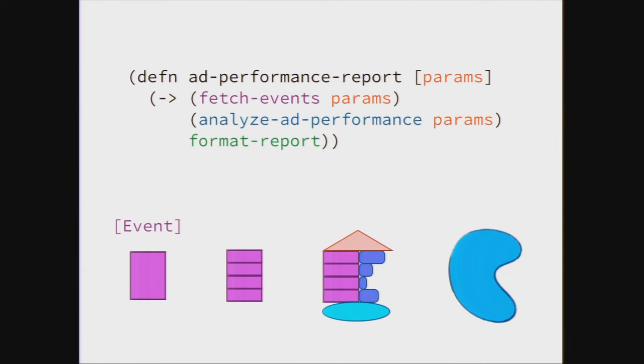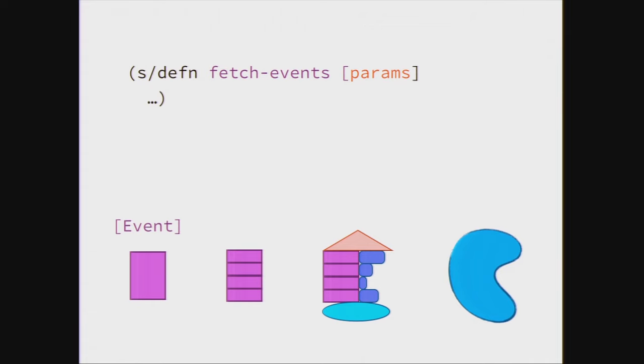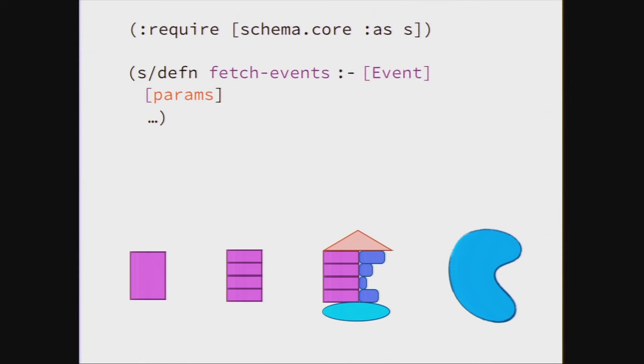Okay, so that schema right there is going to be the return value of fetch events. Now that I've figured that much out and created that little schema, I can add it. I'll bring in schema core and replace the standard Clojure function definition with the schema one, which lets me say defn function name, bird face, sequence of events. And that represents the return value. We'll add some bird faces later to the parameter lists as well.